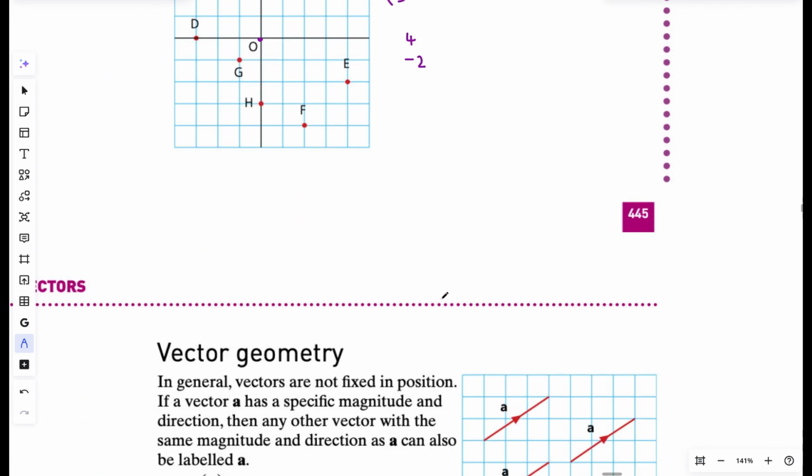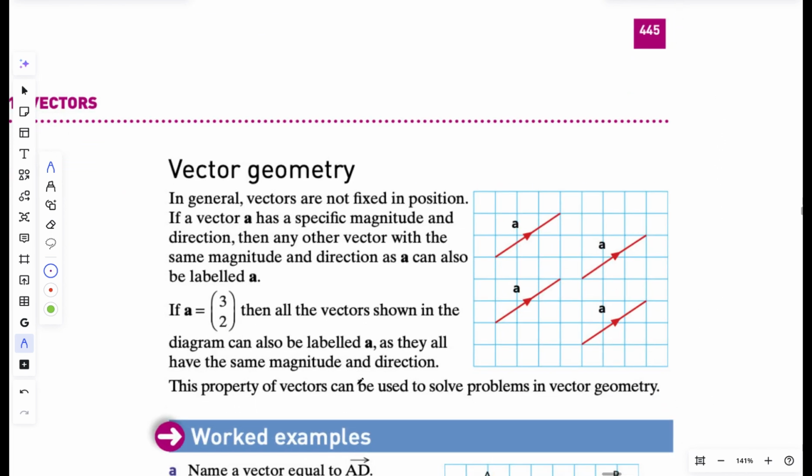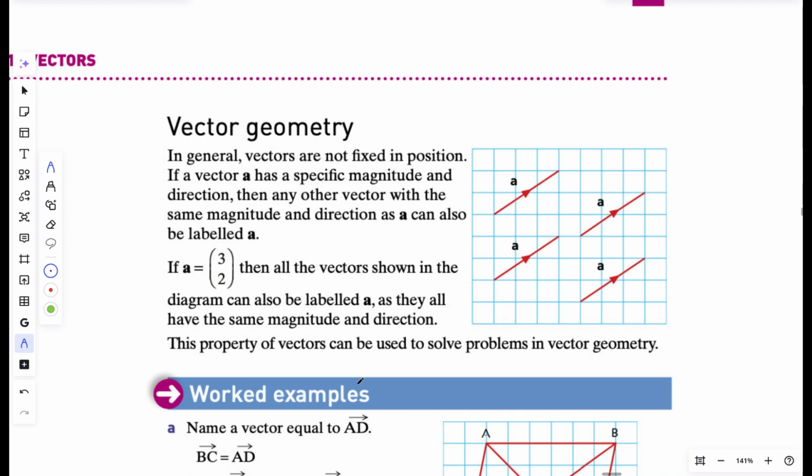So we move on. Now we go to vector geometry. We look at them, and then we do the last application, and then we call it a day for this class.